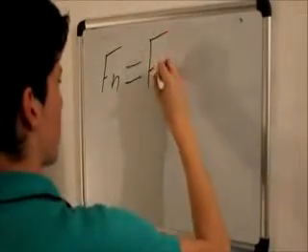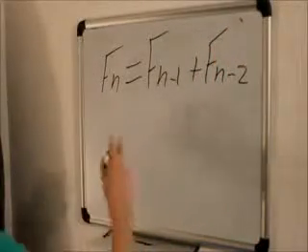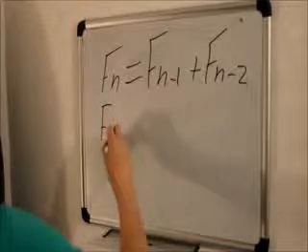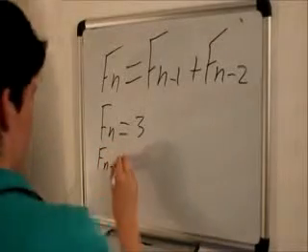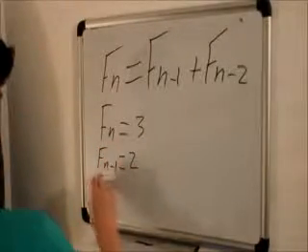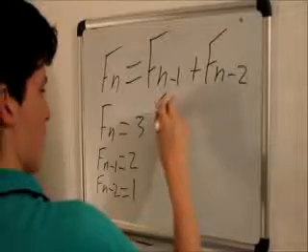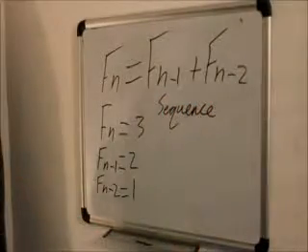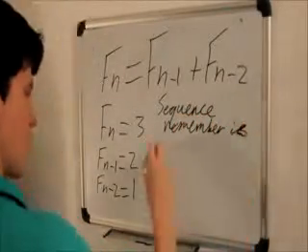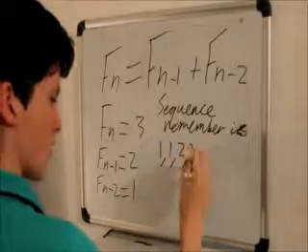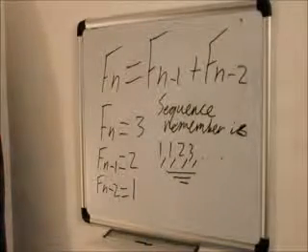Right, now this is how you work out the next term in the sequence. It's the number that you're on and the number before, add two numbers before. So if the number you're on is 3, then minus 1 is 2 and minus 2 is 1. So if you add Fn-1 and Fn-2, it equals Fn. And if you remember the sequence, 1 add 2 equals 3.